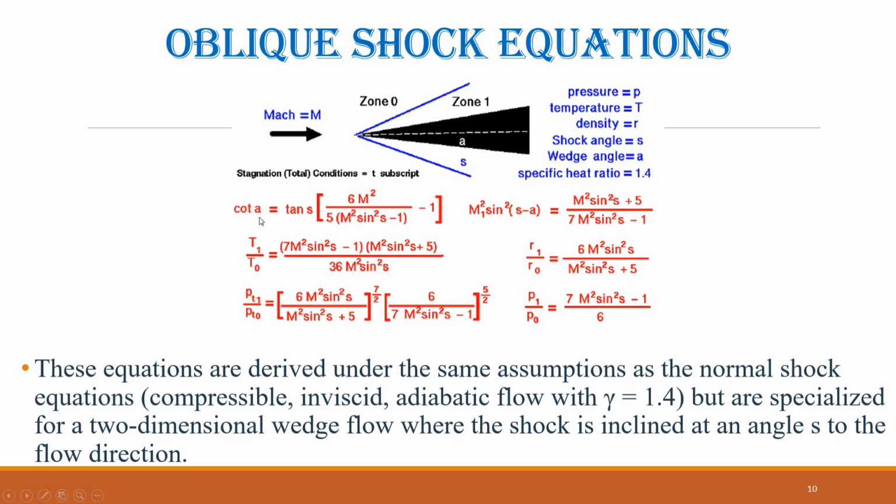The shock relation is the cotangent of A equals the tangent of S multiplied by the quantity 6 times M squared divided by 5 times the quantity M squared times the sine squared of S minus 1 close quantity, minus 1.